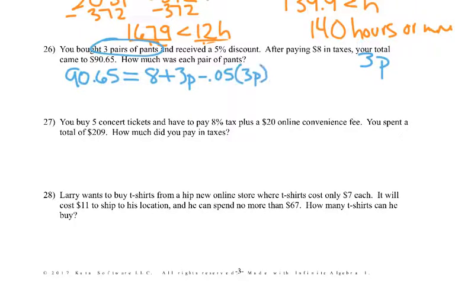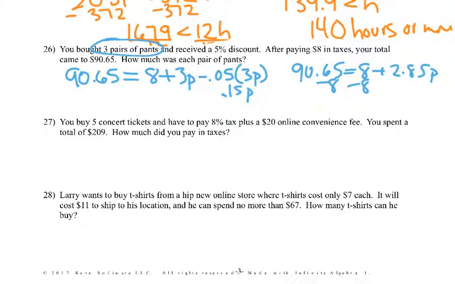That's equal to the $8 we paid plus the cost of the pants minus the 5% discount on those pants. So first I want to simplify. 0.05 times 3 is 0.15, so 0.15p. I want to subtract that from 3. So I get 90.65 equals 8 plus 2.85p.